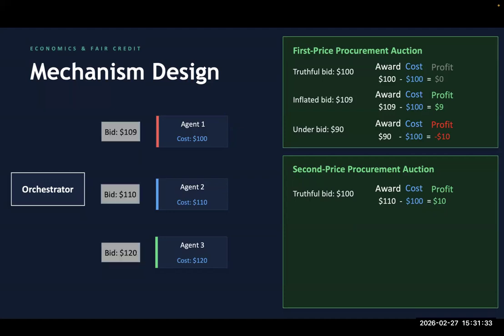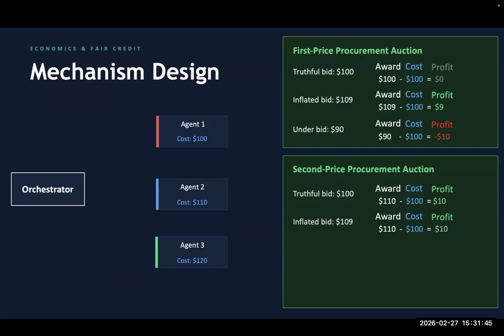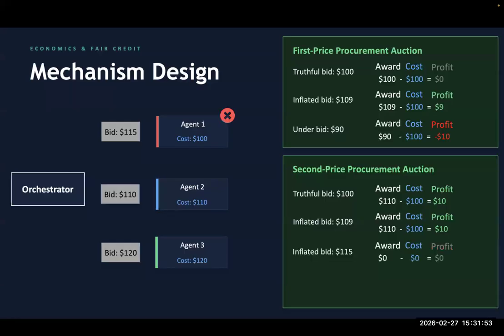Let's play the game again and see. Now agent one lies and says, I'm going to bid 109. They win because they're still the lowest, but their profit remains identical because they were awarded the second highest bid. Let's play again, and now they overbid 115 to see if they can make more profit. Now they lose and make zero profit. Their award is zero because they didn't win. They didn't do any work, zero cost, so they get nothing.